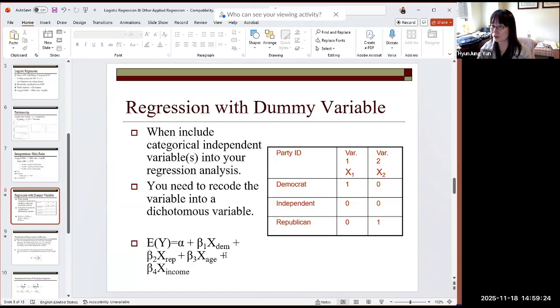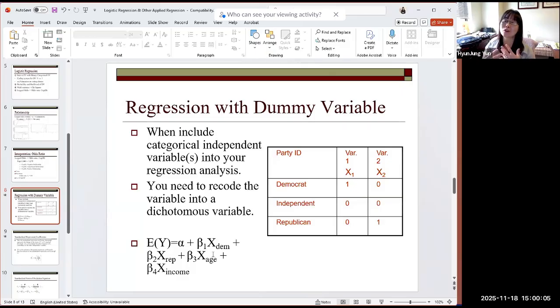And then in the regression model, you include all your interval independent variables, and now include your recoded Democrat variable and your Republican variable. So when you plug in Democrat 0 and Republican 1, this regression model is the regression line for Republican. If you put 0 for the Republican variable and 1 for the Democrat variable, this is the regression line for the Democrat group.